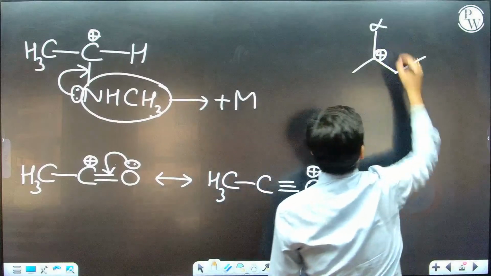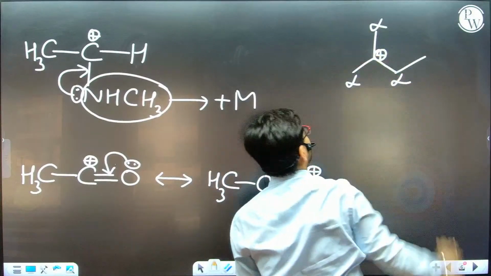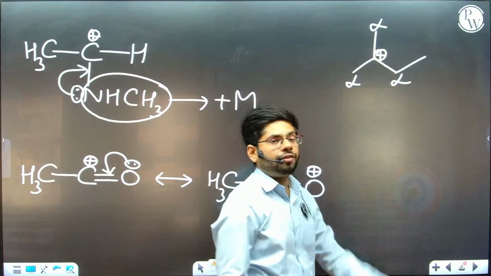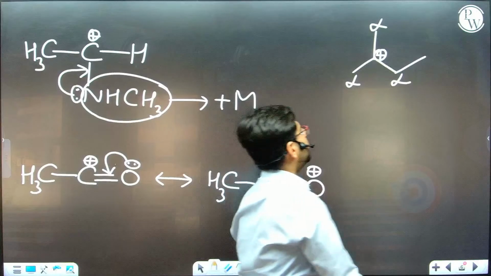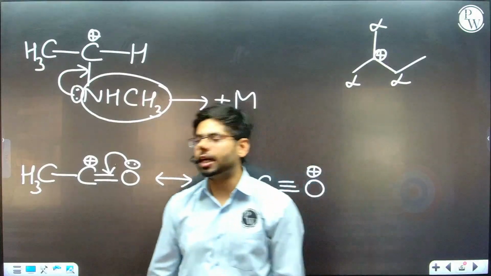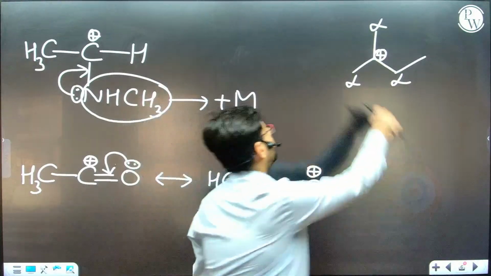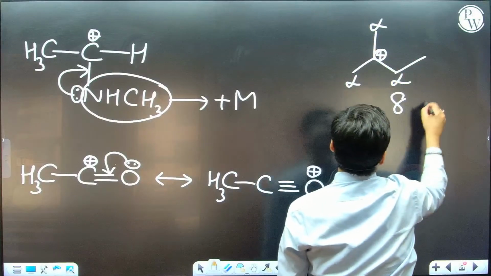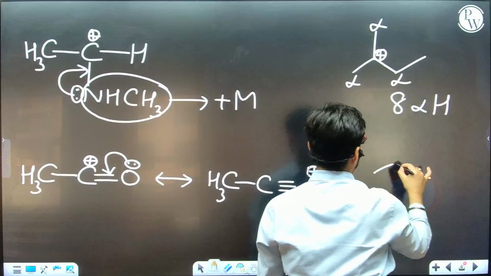This is alpha carbon, this is alpha carbon, this is alpha carbon, because the positively charged carbon is this one, right? So these are the three alpha carbon atoms. Alpha hydrogen atoms are those hydrogen atoms which are directly bonded to alpha carbon atoms. So 3 here, and 2. 3 plus 3 plus 2, 8. So I will say this has 8 alpha hydrogen atoms.